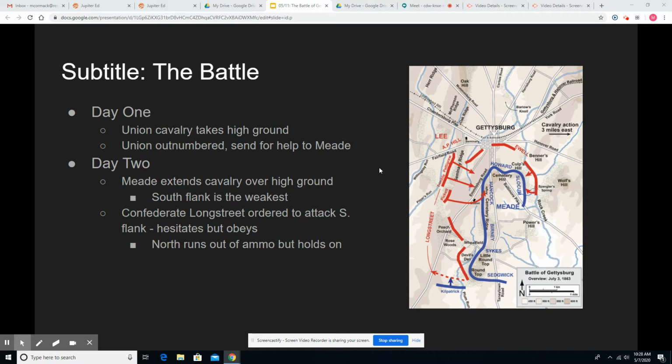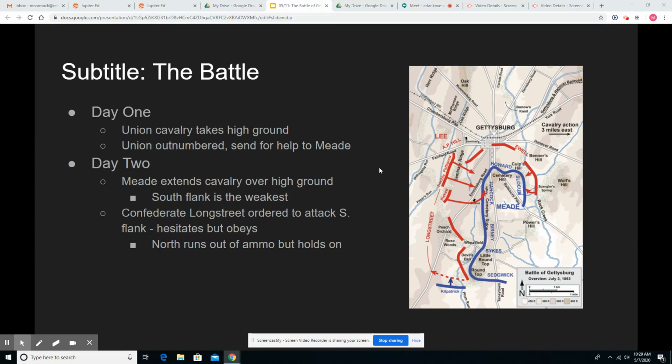This is when the Union and Confederate troops collide accidentally. And it's the Union cavalry versus some Confederate scouts. And the Confederate scouts actually outnumber the Union on this first day. Nevertheless, even though they're outnumbered, the Union takes the high ground, led by Union cavalry officer John Buford, and they hold that high ground even though they are outnumbered. And then they send word to Meade asking for help against the Confederate army.